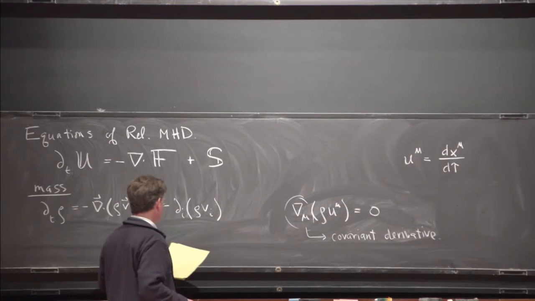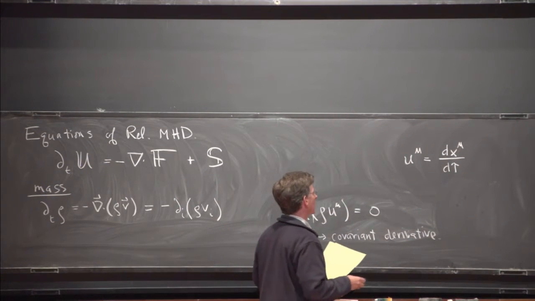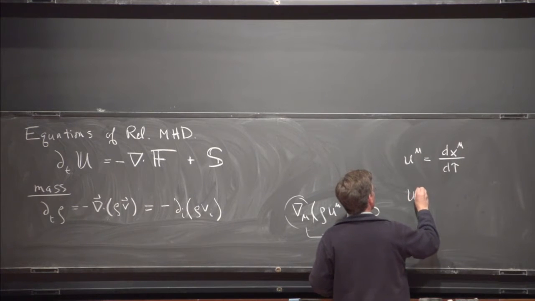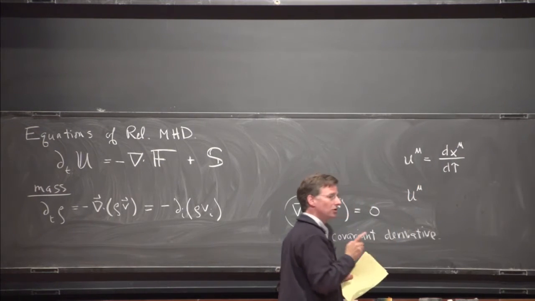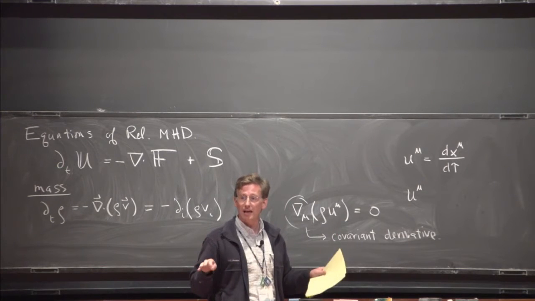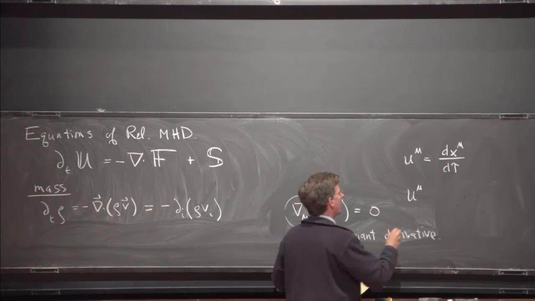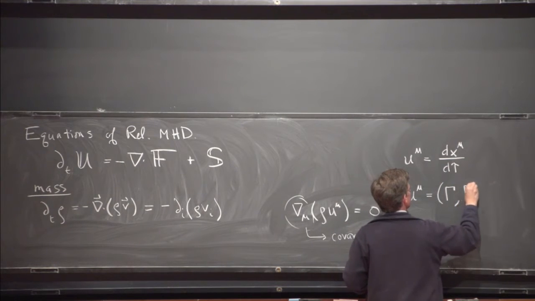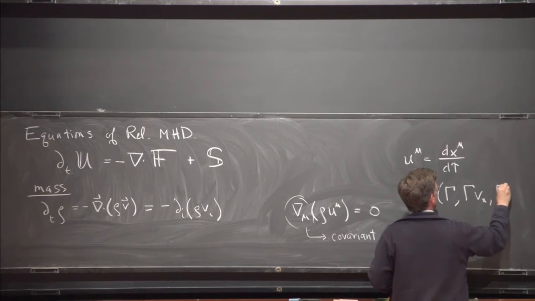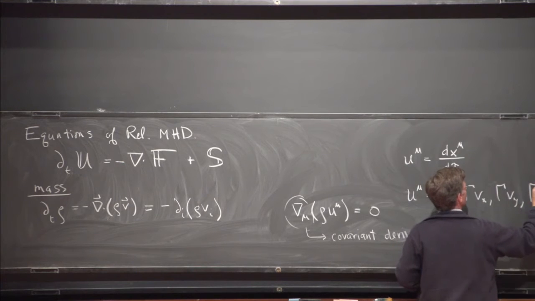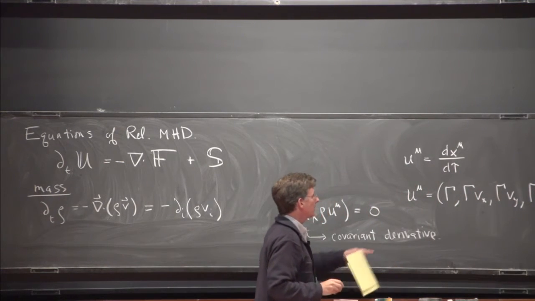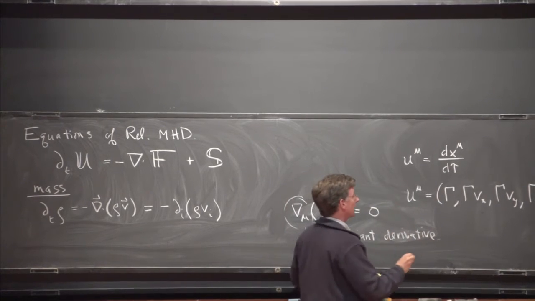Okay. So just to make sure we're on the same page here, in Cartesian coordinates in flat space, this 4-velocity, as I think most of you know, is, okay. So gamma here is the Lorentz factor.